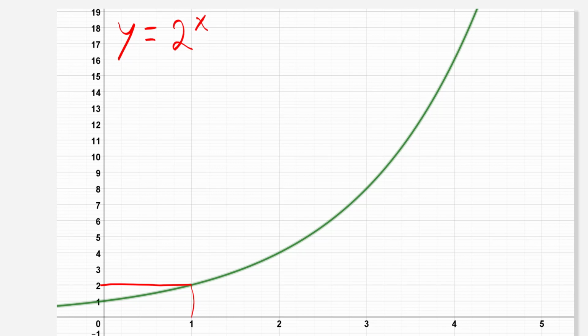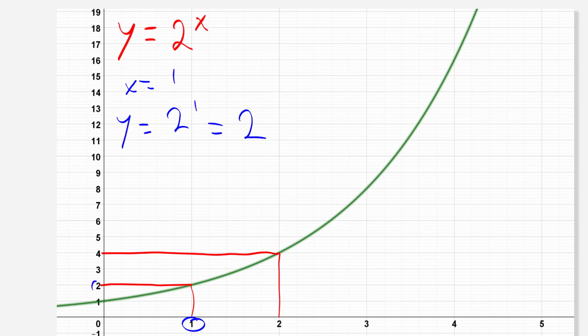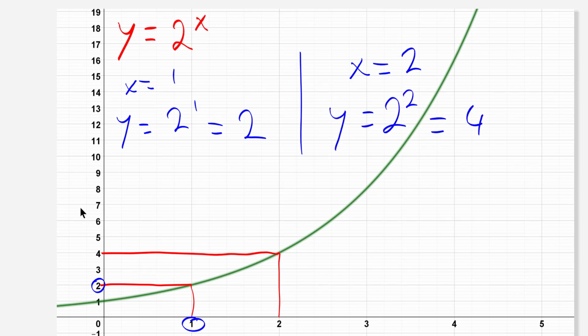If we take an input of 2, our output is 4. And this should make sense if you think about it. If you input x equals 1, well then y will equal 2 to the power 1, which is 2. So that's why our y value is 2. Similarly, if we take our input to be 2, our output y will be 2 to the power of 2, which is 4. And you can see that right here.